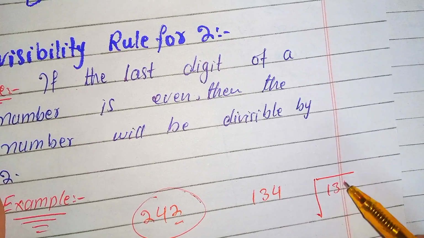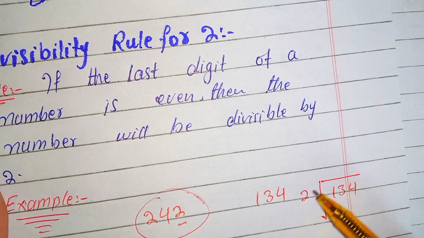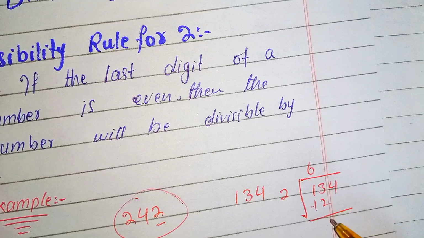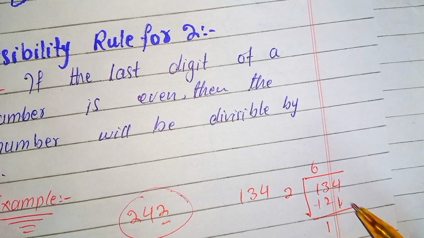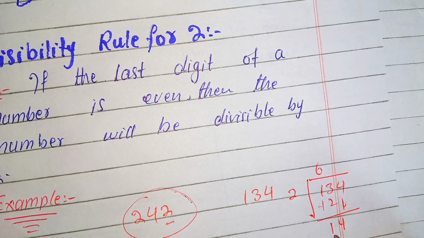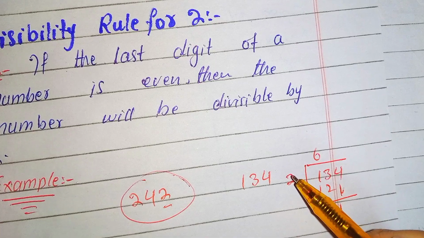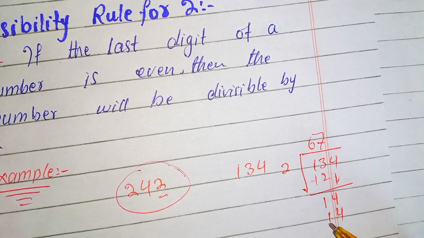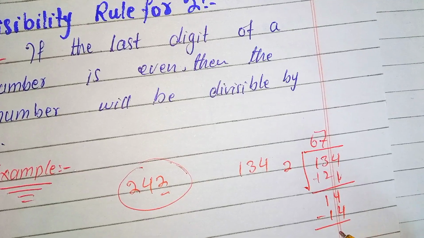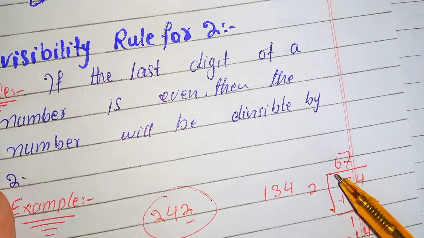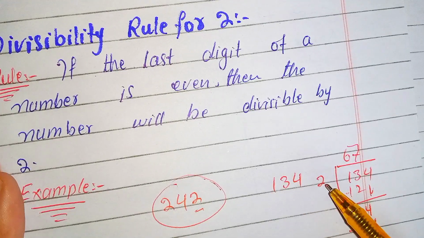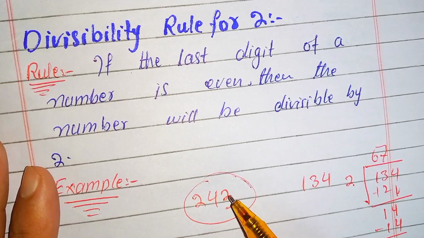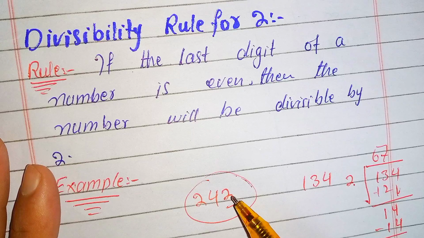So 134 divided by 2. 2 times 6 is 12. Subtract 12 from 13, the remainder is 1, and bring down the 4 next to 1, which becomes 14. 2 times 7 is 14. So subtract 14 from 14, the remainder is 0. So we say that 134 is divisible by 2. So all those numbers whose last digit is even are divisible by 2.